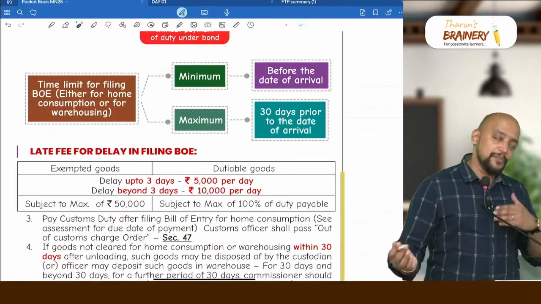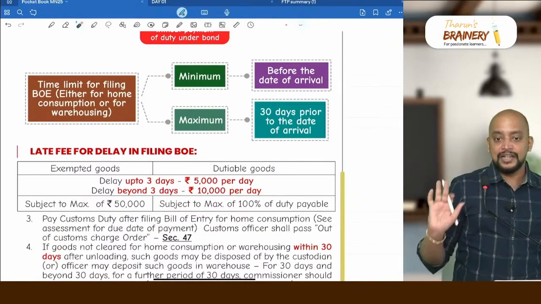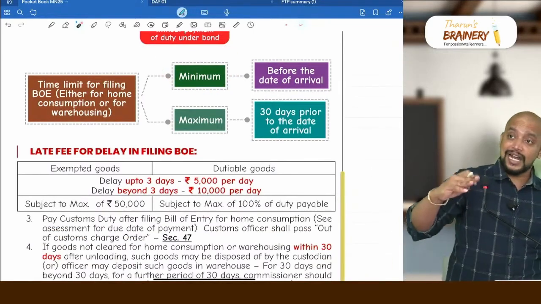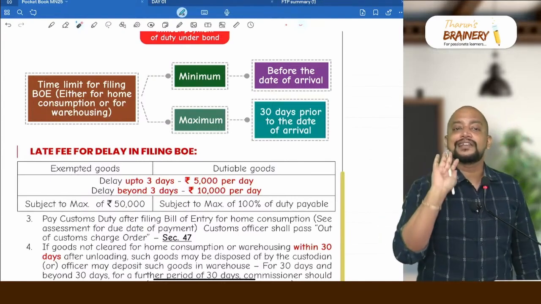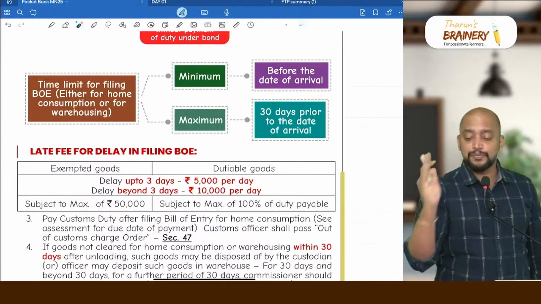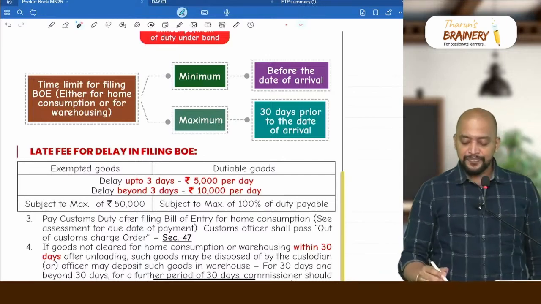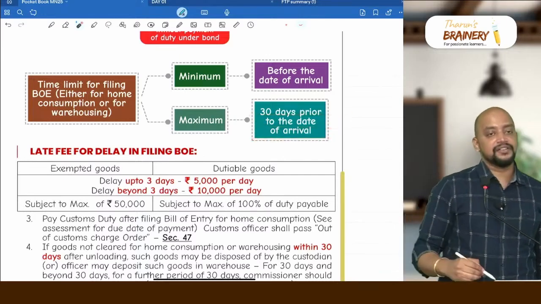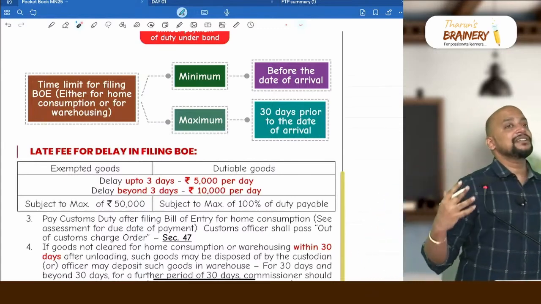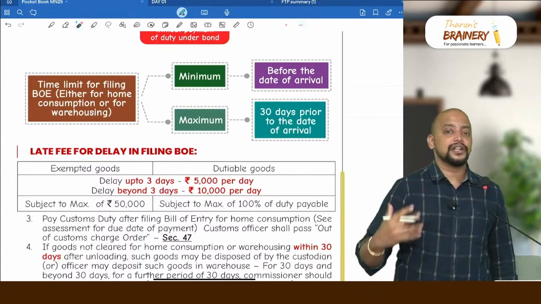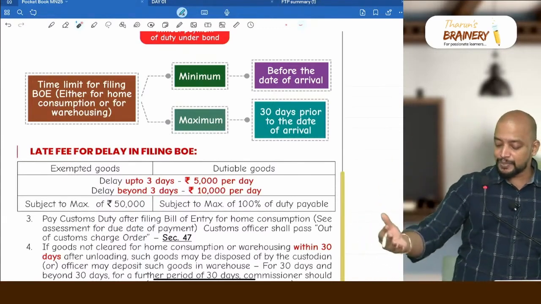Minimum, that is when we should file, before the date of arrival. And can we file even before that, like 10 days before, 20 days before, 30 days before, 40 days before? No, only within 30 days before the date of arrival. So 30 days prior to the date of arrival, which means the validity of a bill of entry filed will be only 30 days. Within 30 days, if the vessel or aircraft is not coming, then again we need to file a fresh bill of entry.